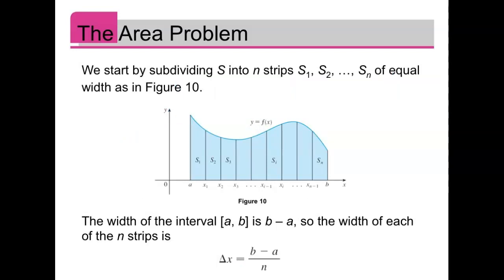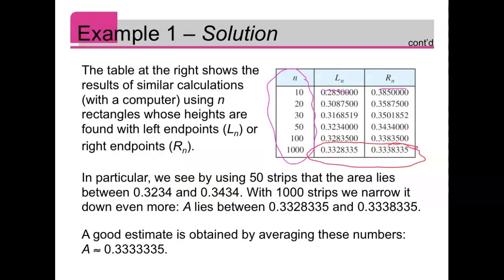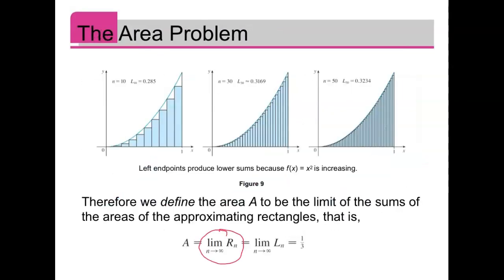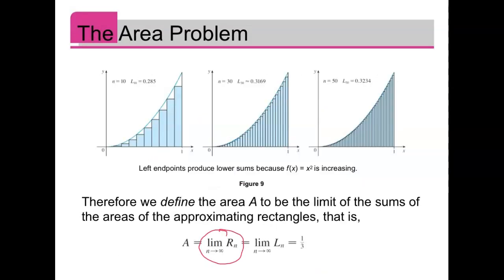Okay, a couple formulas I already gave you. Delta x is b minus a over n. Sorry. Which one? This was the formula. This one? Okay.